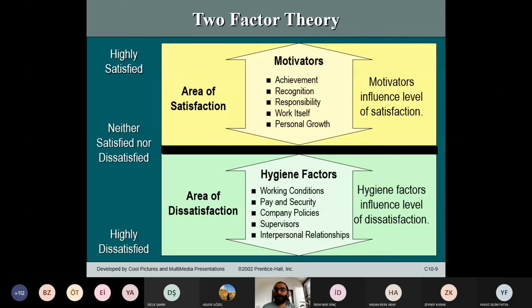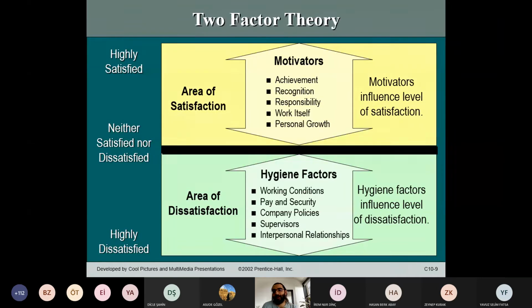Hygiene factors must be there, as a standard for work, because if they do not exist, they create dissatisfaction. It's not about satisfying or motivating the employees. If they don't exist, it creates dissatisfaction, like working conditions, pay and security, company policies, supervisors, interpersonal relationships, right? If there's a problem at this very basic level, employees could be unmotivated, leave the job, or do harmful behaviors to the company. But the area of satisfaction is more related to other factors, not hygiene factors, but motivators.